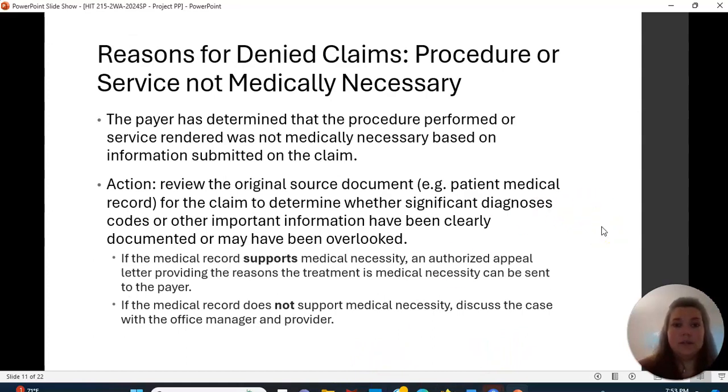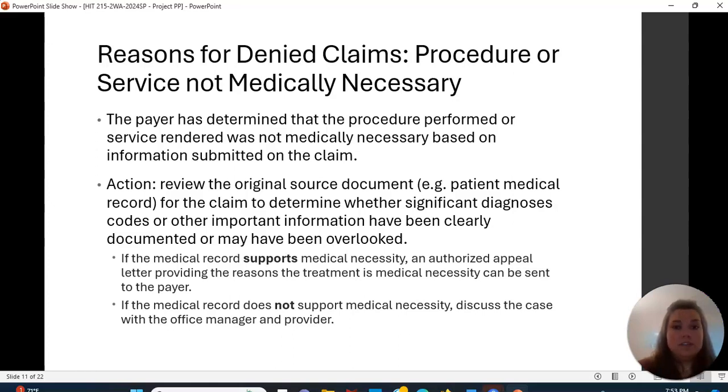So here is our first one. Procedure or service not medically necessary. So this goes back to our linking the diagnosis with the procedures and is their medical necessity supported from documentation to the claim and by the payer. So for these, the payer has determined that the procedure performed or service rendered was not medically necessary based on information submitted on the claim. What can we do about it?